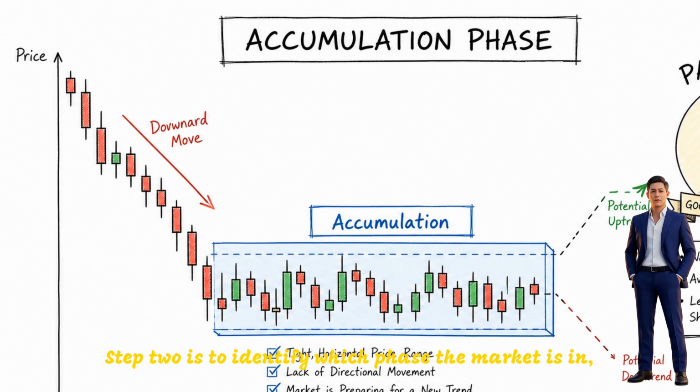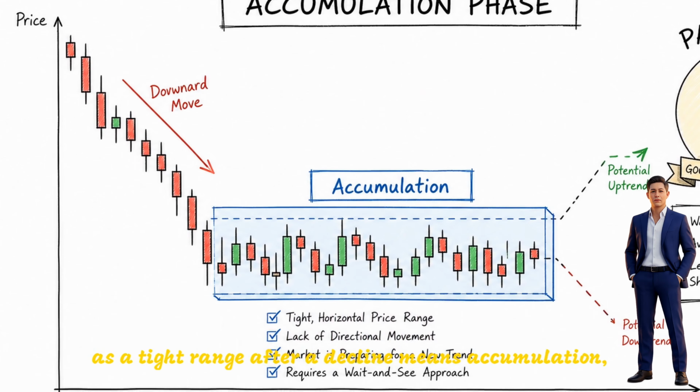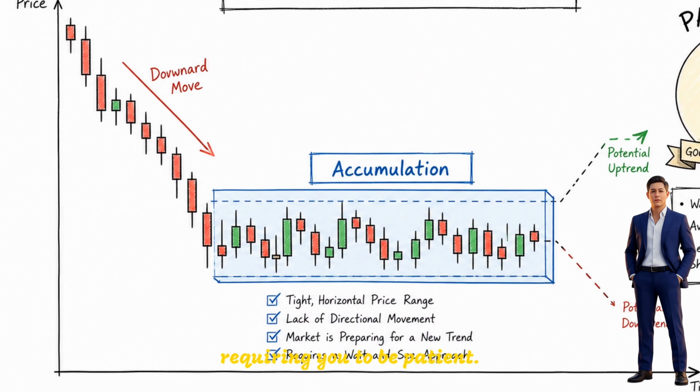Step 2 is to identify which phase the market is in, as a tight range after a decline means accumulation, requiring you to be patient.